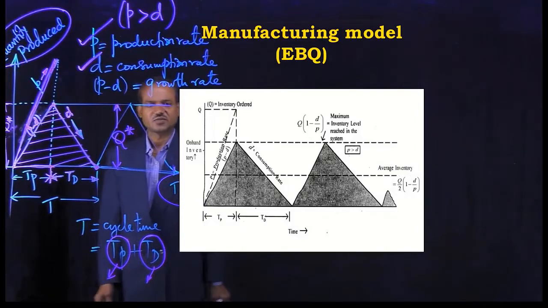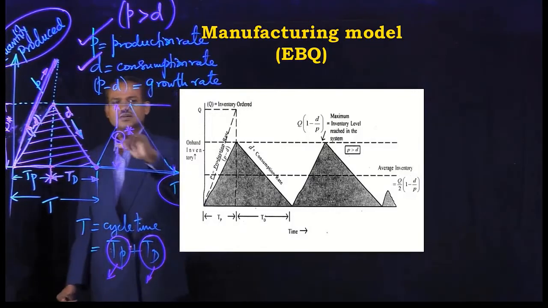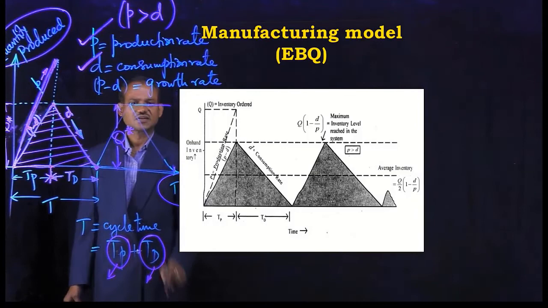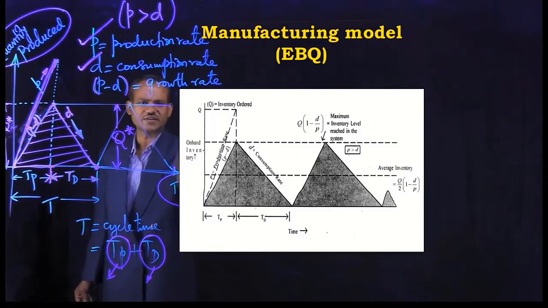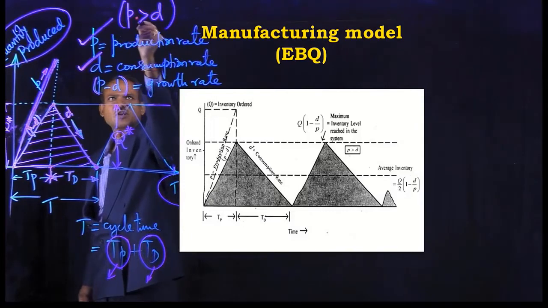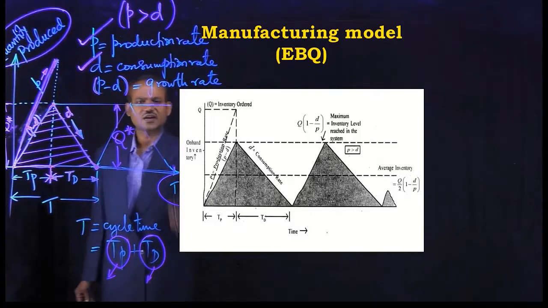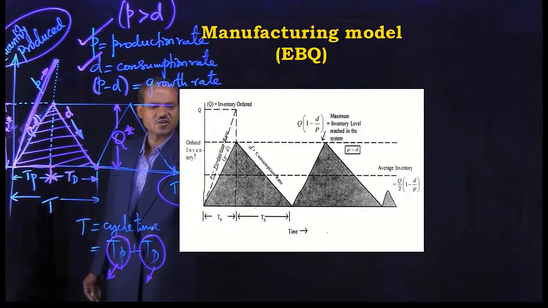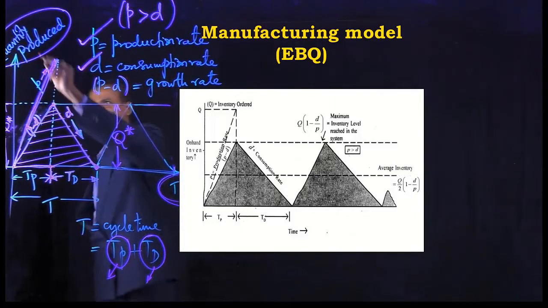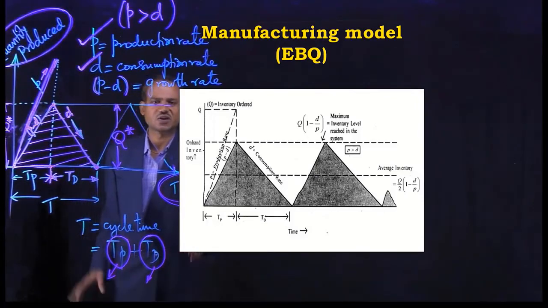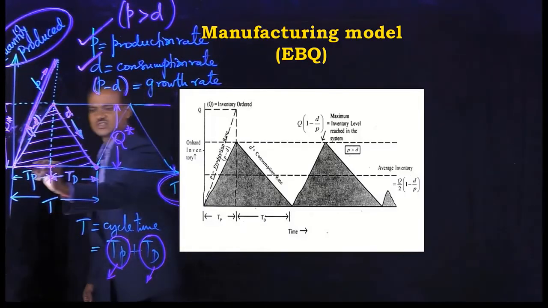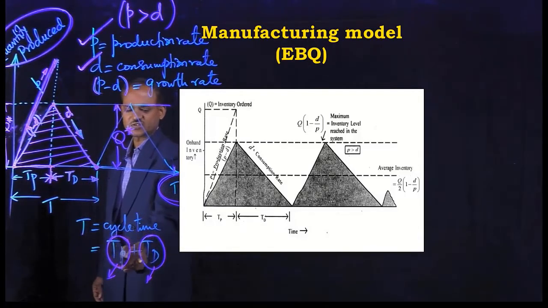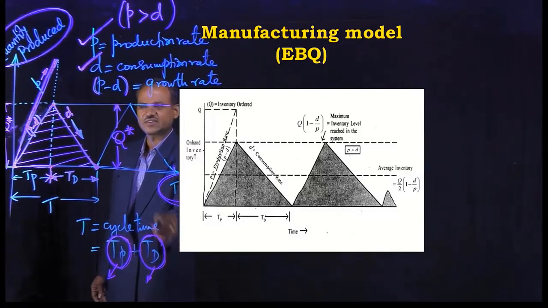Once again, I would like to revise all these things. Small p is the production rate, small d is the consumption rate, p minus d is nothing but the growth rate. In this model, production rate should be greater than consumption rate. On the x-axis we have considered time, on the y-axis we have considered quantity produced, not ordered, because it is a manufacturing model. TP is the production time, TD is the depletion time.